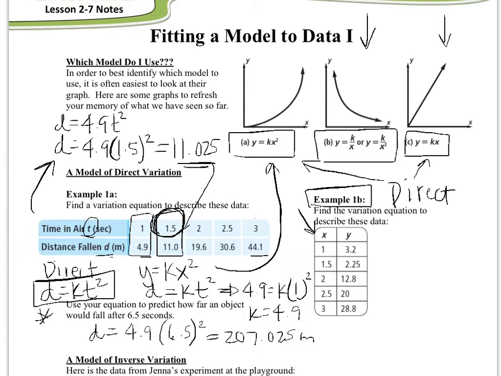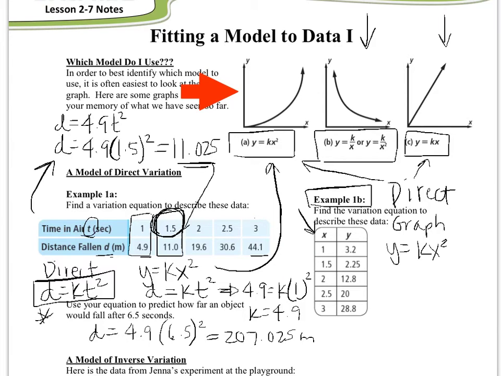The next step I would do is graph it. So make sure you do that in your calculator. And you will notice when you do that, it looks like a y equals k times x squared graph. It looks like this one right there. Make sure you can graph that in your calculator.